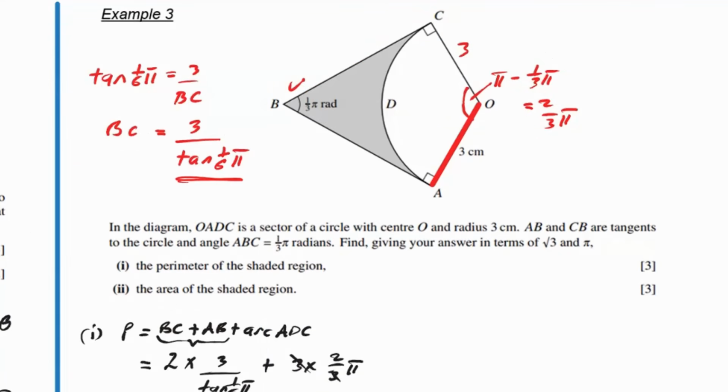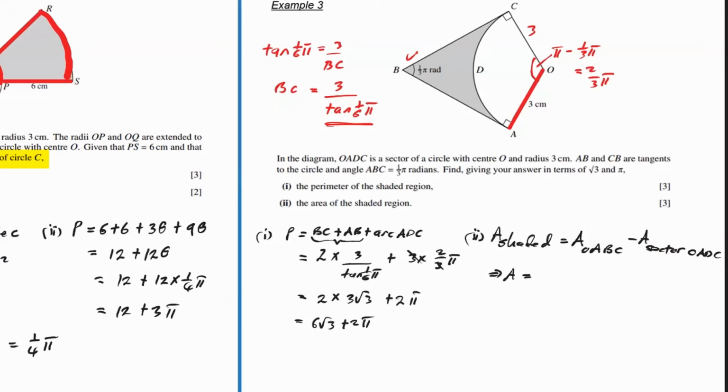So now for part 2, they're saying we should find the area of the shaded region. So the area of the shaded region is equal to the area of the whole shape, that's the area of OABC, and that's going to be minus the area of the sector. So take the sector OADC.